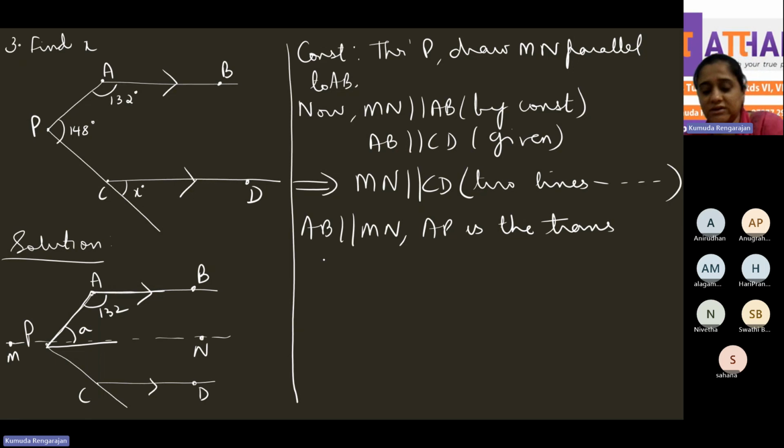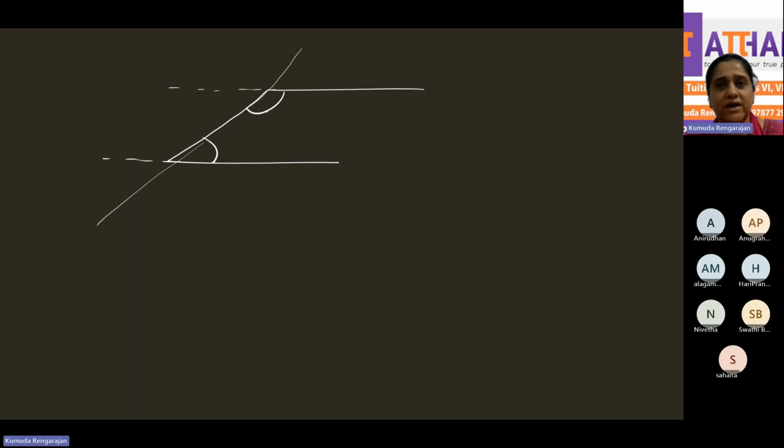See here. Parallel line, transversal, parallel line. You just produce it and see. Produce the parallel lines. Produce the transversal. Here, these are the two angles. They are allied angles.